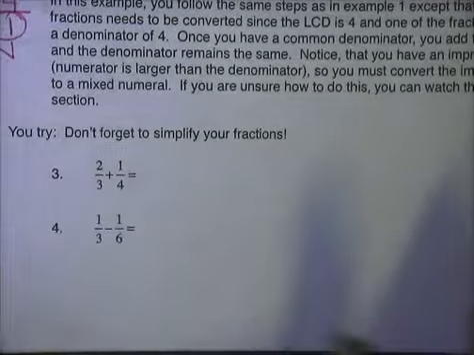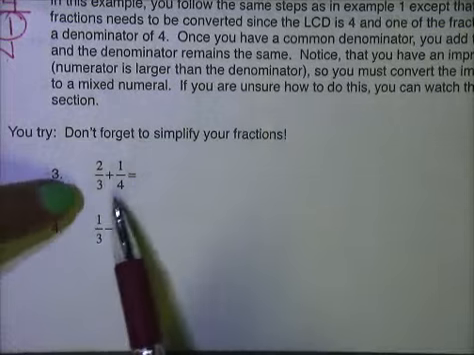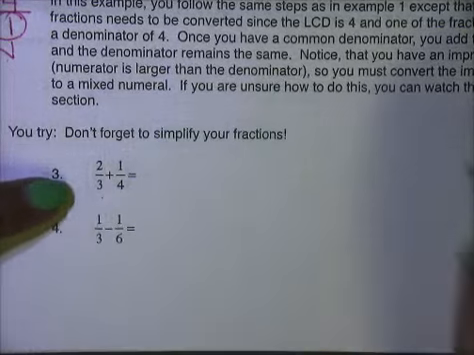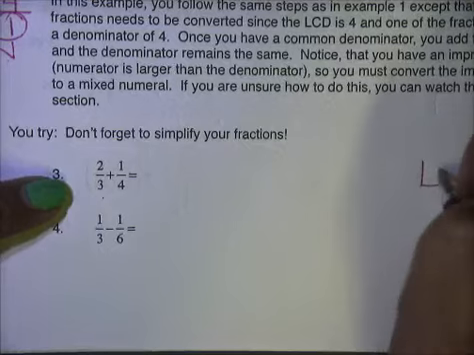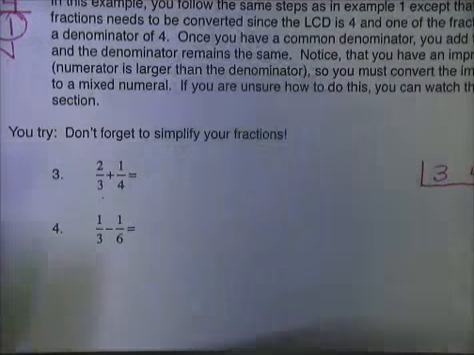Okay, so let's go down to the bottom. It says you try, and don't forget to simplify your fractions. Let's go ahead and do them together. So you've got 2/3 plus 1/4. Let's do our ladder. We'll have a 3 and a 4 out here.